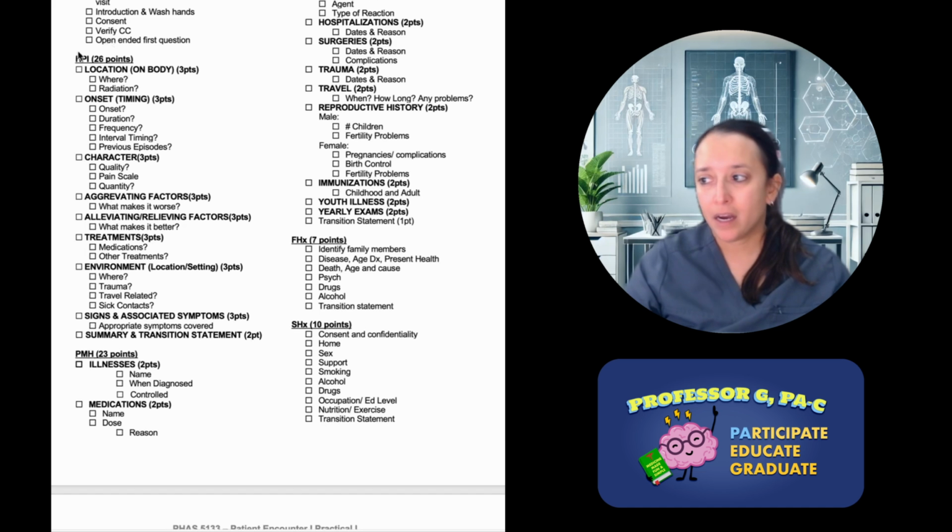The HPI, again, we roughly estimate shouldn't take you more than about 6 minutes to complete. And it is worth the most amount of points. Like I mentioned before, it is by far the most important part of the history, because that is why they're there and that's why they need your help. So you'll want to go through your locates or your old carts, whichever mnemonic you use. Each one has the designated point values.